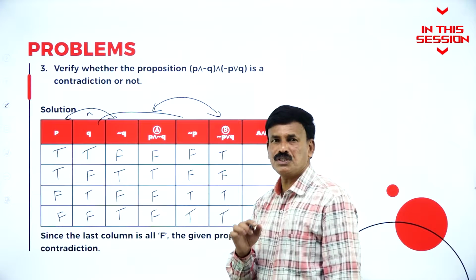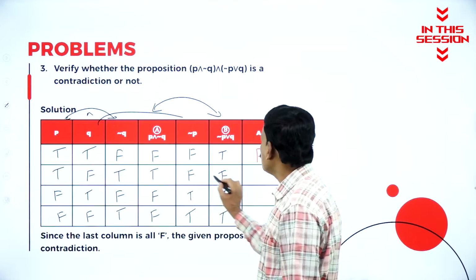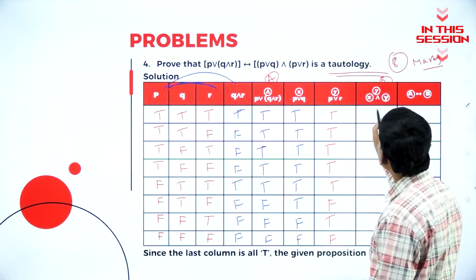What is conjunction? True and true is true. In all other cases, it is false. So, false and true is false. Again, true and false is false. Write down the conjunction for these two.